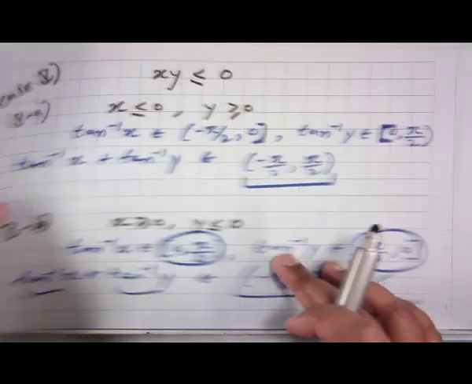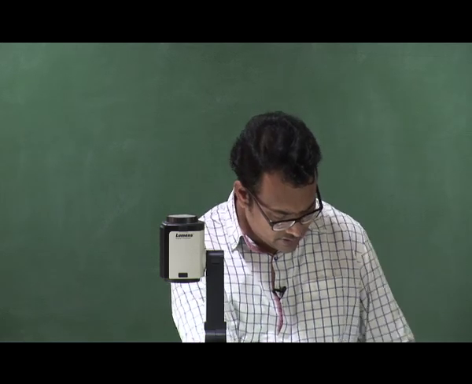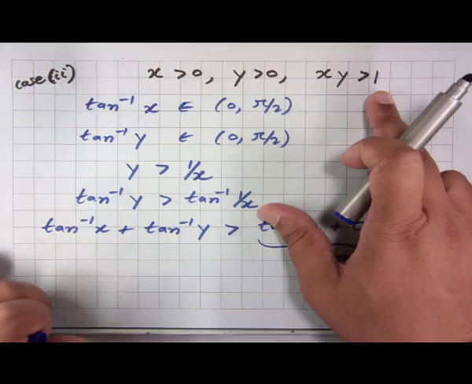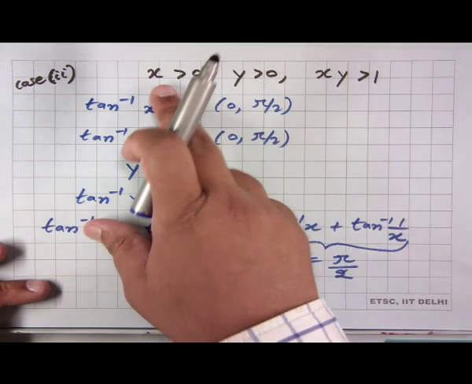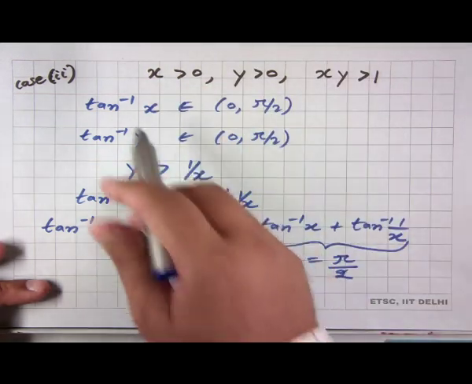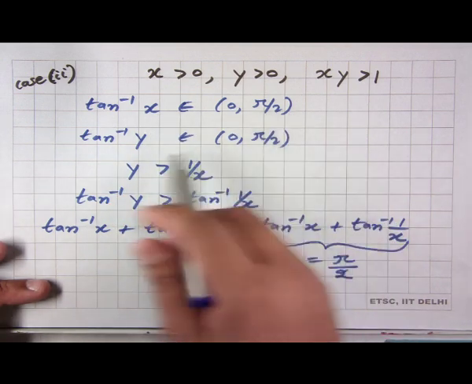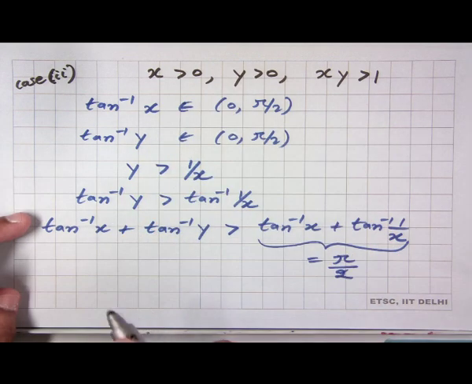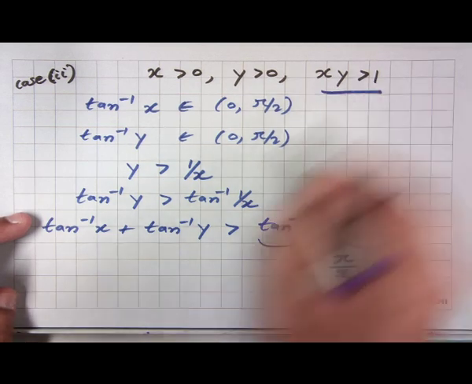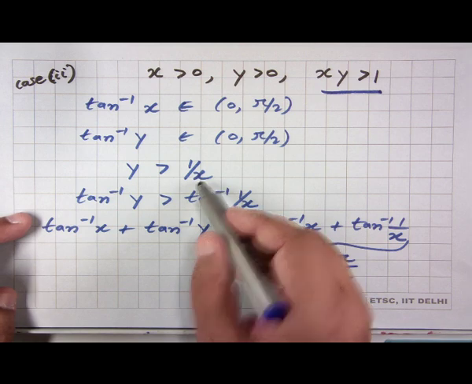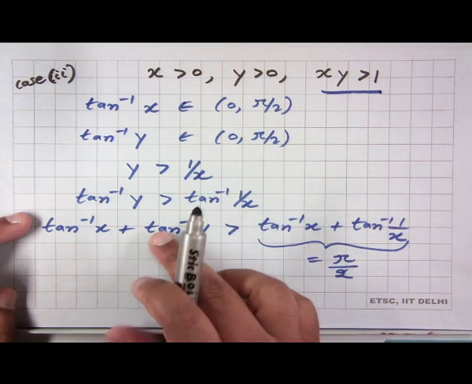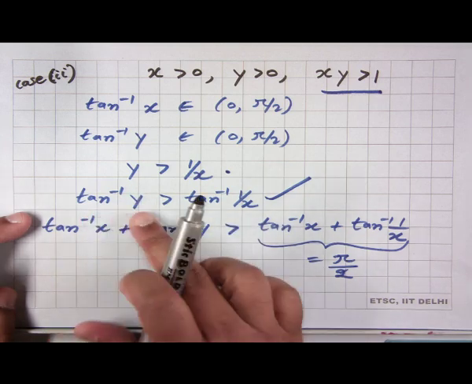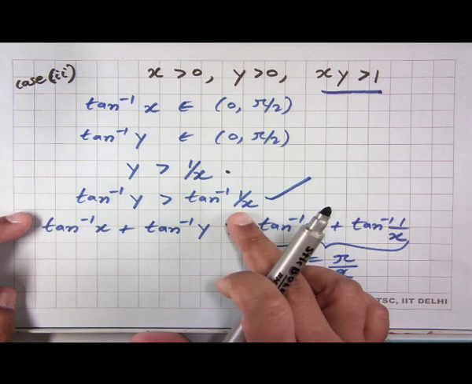The other two cases are also not very difficult. One case is where xy is greater than 1 and both x and y are positive. In this case, tan inverse x will belong to 0 to pi by 2, tan inverse y will belong to 0 to pi by 2 again, because both of them are positive, and because xy is greater than 1, we have y greater than 1 over x. Since tan inverse is a monotonically increasing function, from here we get this statement that tan inverse y is greater than tan inverse of 1 over x.